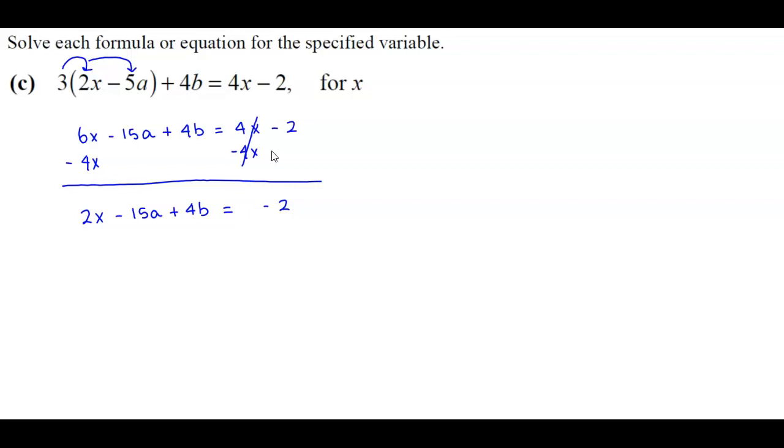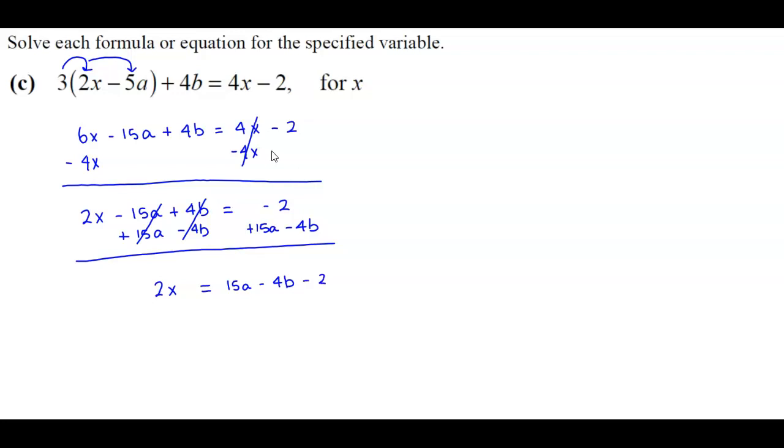Now keep in mind here that, again, we want to isolate the x. So that means we're going to have to add the opposite of minus 15a, and then subtract 4b from both sides. So we're going to add 15a, and then subtract 4b from both sides of the equation. So that means that we're going to eliminate those two on the left side, and what we have left on the left side of the equation is 2x. Now over here, these aren't like terms. So I have positive 15a, I have minus 4b, and then that's going to be minus 2.